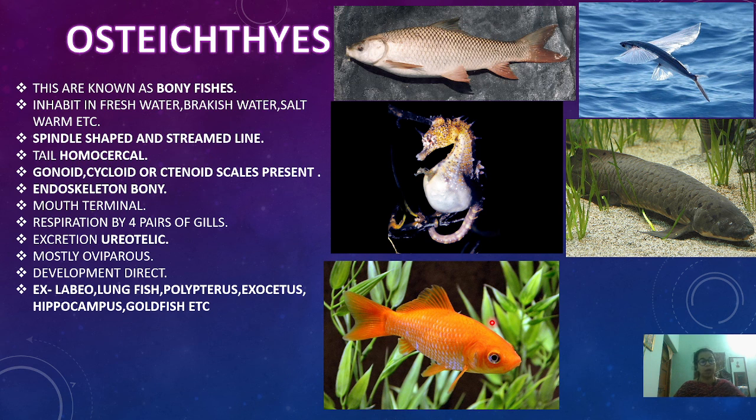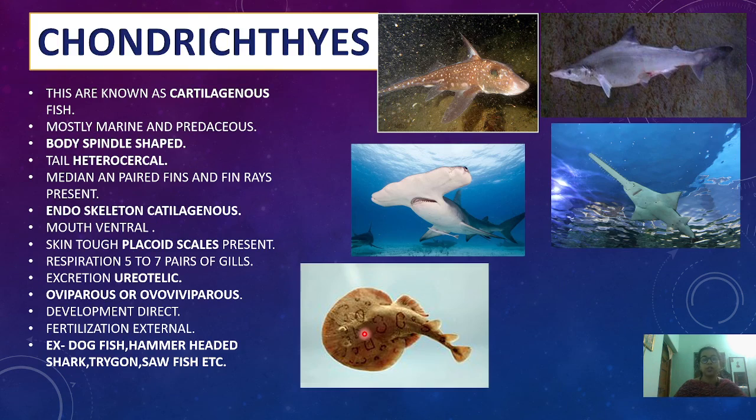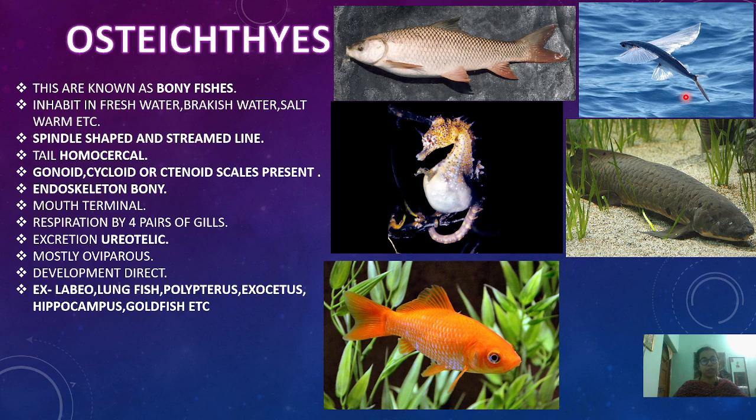Development is direct, no larval stage will be found, and 4 pairs of gills will be present, and the tail is homocercal, which is very important. You can see that the lobes of the tail are equal sized. Here also you can see the lobes are of equal size, that is, symmetrical. In chondrichthyes the lobes were asymmetrical. So next time when you see a fish, look at the tail region. If the tail is symmetrical, it belongs to Osteichthyes.